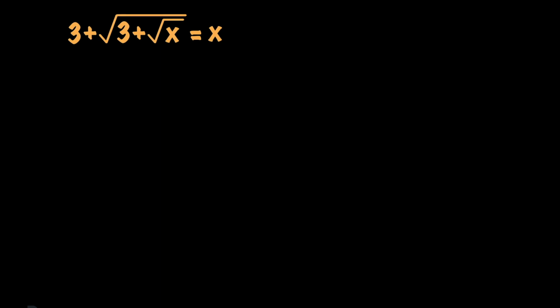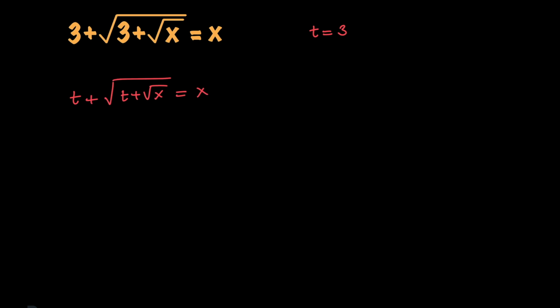Today we're going to be solving a special equation with radicals, using a strange and special method. So we have 3 plus the square root of 3 plus root x equals x, and obviously we want to solve for x values. To do that, I'm going to replace 3 with t and rewrite our equation. So we will have t plus the square root of t plus root x equals x.